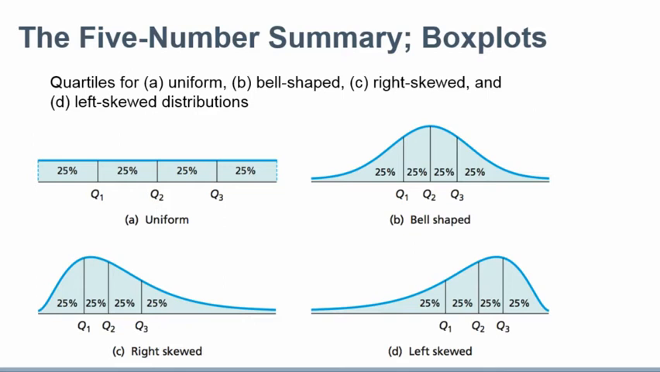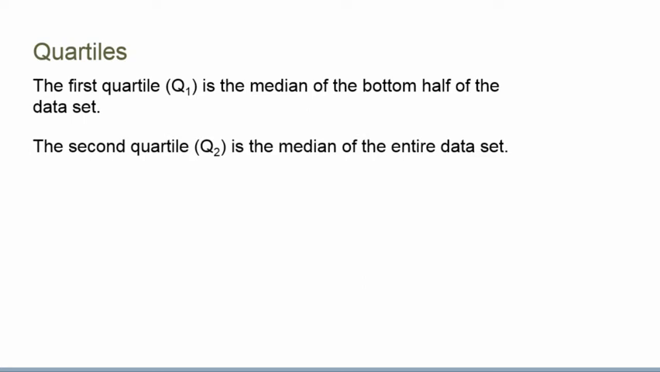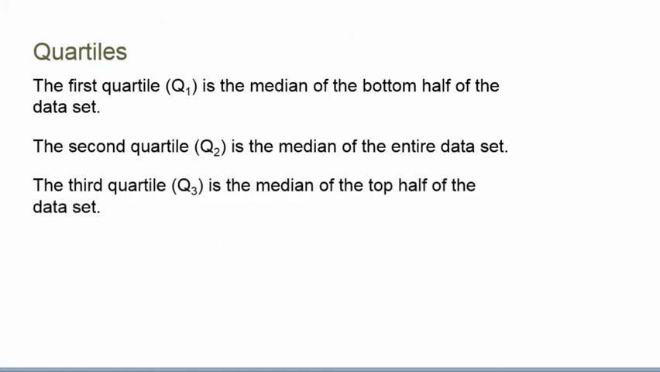Q stands for quartiles. We have 4 quarters and 3 quartiles. The first quartile, Q1, is the median of the bottom half of the data set. The second quartile, Q2, is the median of the entire data set. The third quartile, Q3, is the median of the top half of the data set.